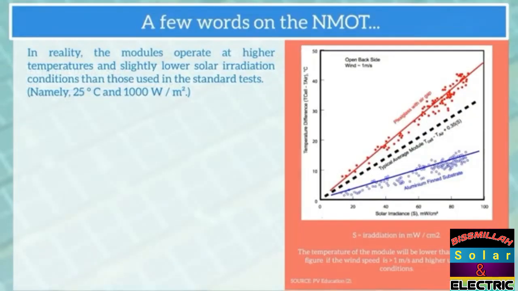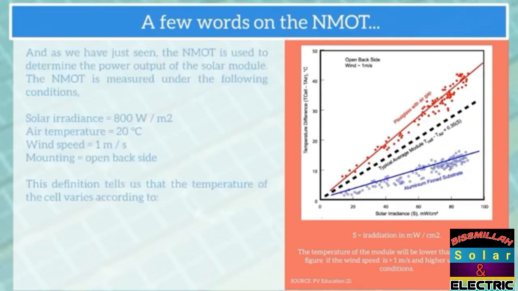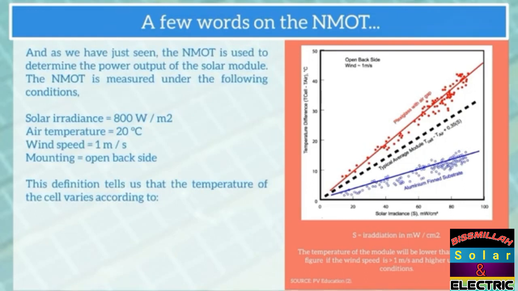Let's take a moment to discuss the NMOT. In reality, the modules operate at higher temperatures and slightly lower solar irradiation conditions than those used in standard tests. And as we have just seen, the NMOT is used to determine the power output of the solar module. The NMOT is measured under the following conditions: solar irradiance of 800 watts per meter squared, an air temperature of 20 C, a wind speed of 1 meter per second, and a mounting with an open backside.